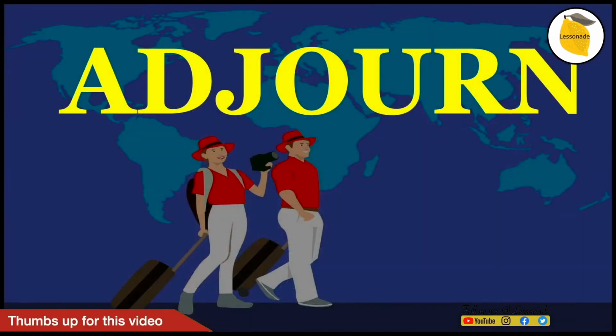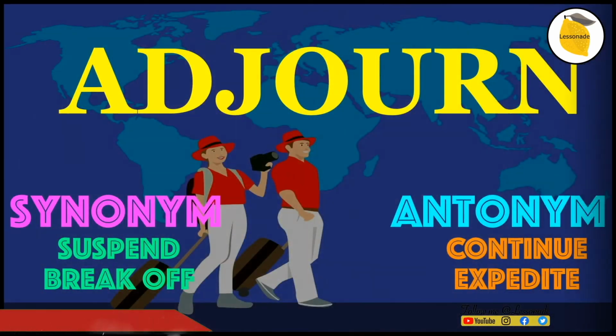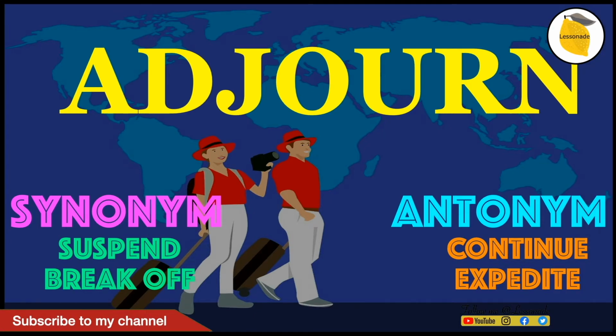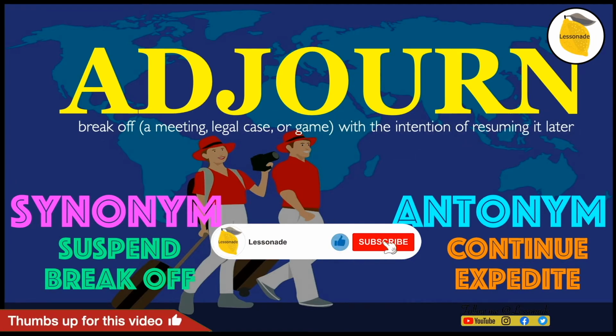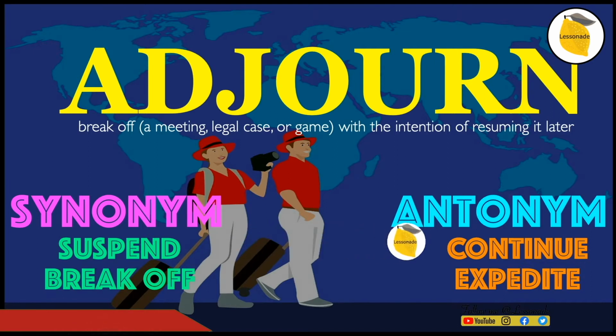Now let's learn synonym and antonym for adjourn. The synonym for adjourn is suspend and break off. The antonym for adjourn is continue and expedite. Last but not least, let's recap the definition for adjourn, which is break off a meeting, legal case, or game, with the intention of resuming it later.